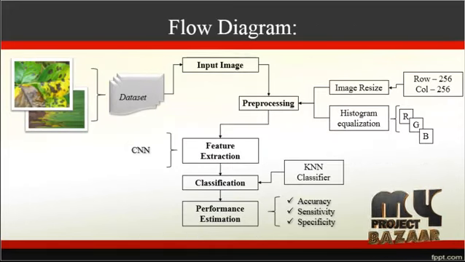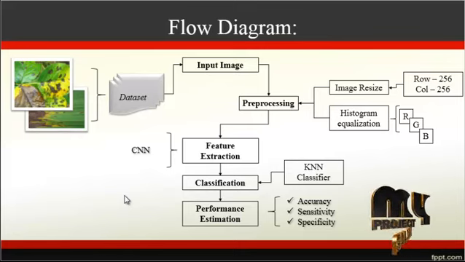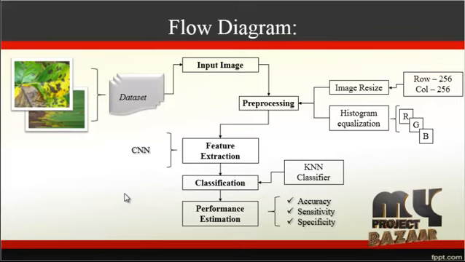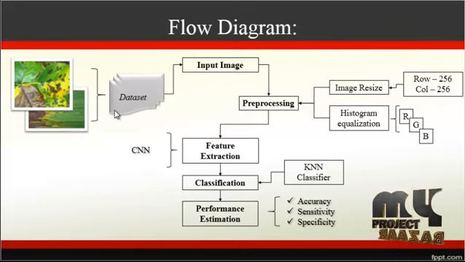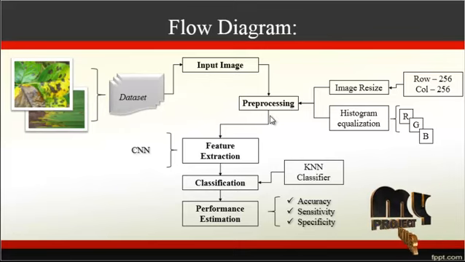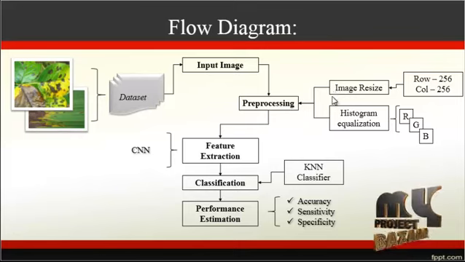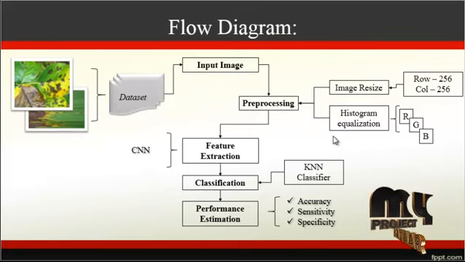Now we are going to discuss the flow diagram for the process. This is the overall working flow. At first, step 1 is the dataset. The dataset is a folder which consists of several input images. After getting any one input from the dataset folder, the input image is carried to the pre-processing. In this pre-processing, we follow 2 steps. The first one is image resize, and the second one is histogram equalization.